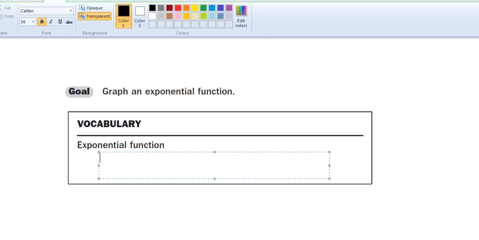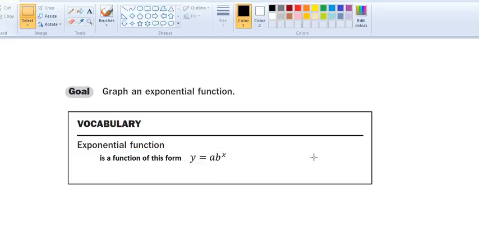An exponential function is a function of this form. It looks like this: y equals a b, and there's a little x right there. The x is in a different place than we usually see it. We usually see it more on the same level as the y, but this time the x is going to be a power.